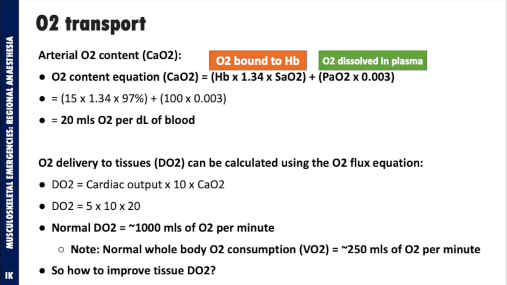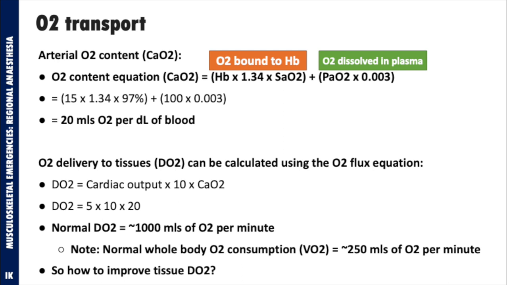So oxygen transport is like this, and we go a bit faster. The content we covered just now in cardio, remember this? Oxygen delivery, you calculate using the oxygen flux. The oxygen flux equation is the CaO2 equation times cardiac output times 10. Normally we have 1000 mL of oxygen going to the tissues per minute. But remember I said just now, normally the whole body only consumes about 250 mL per minute. So we have a surplus, 4 times more oxygen than needed going to tissue.